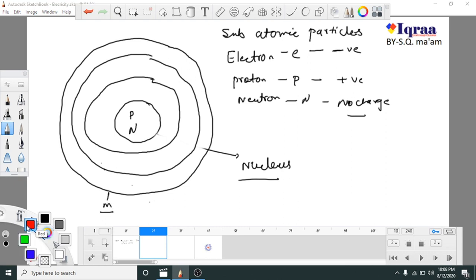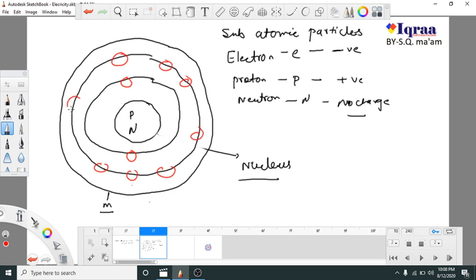Now there are many electrons. The first shell has 2, the second has 8, and the last one can have different numbers. 1 2 3 4 5 6 7 8. So this is the outermost shell, and it has only one electron. There are basically 2 types of electrons.